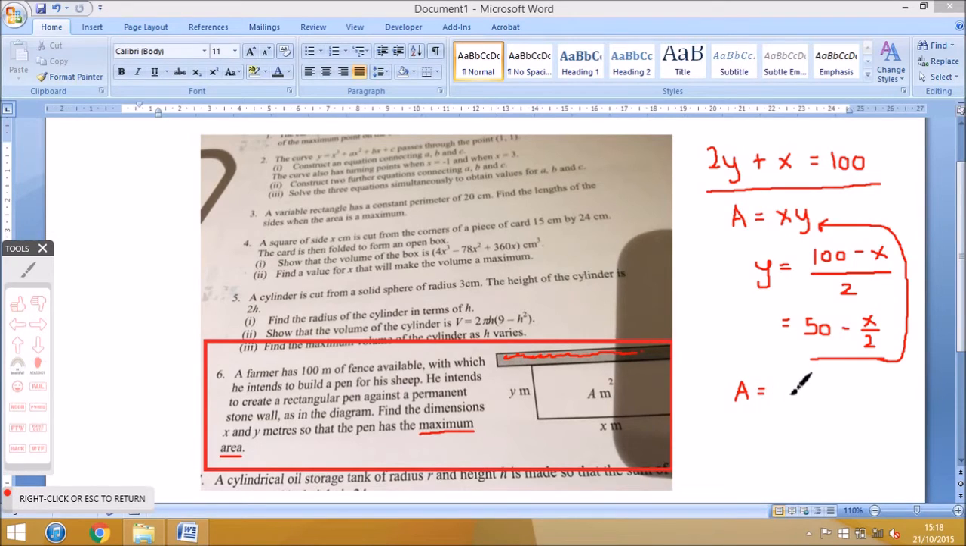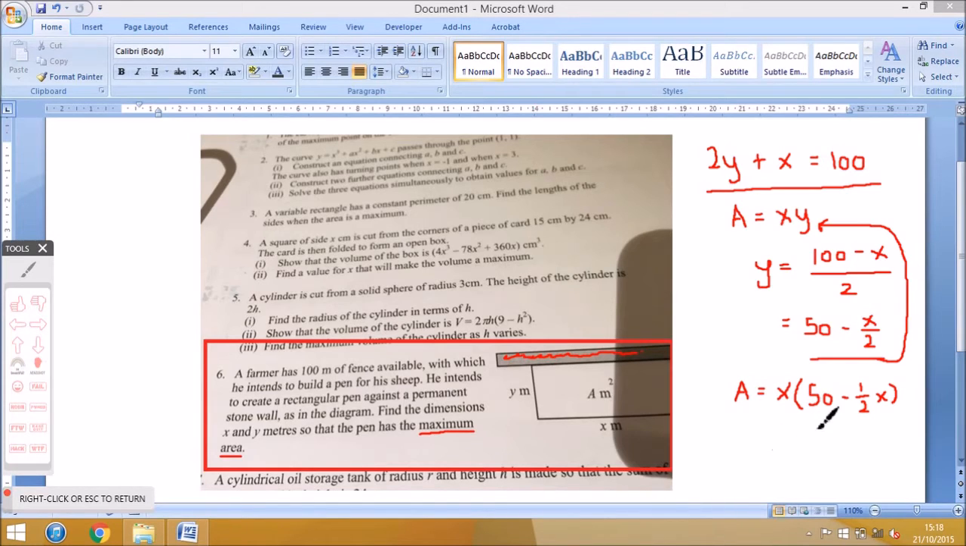So substituting this into the formula for the area, we'll get A is equal to x, that's the first x there, multiplied by y, and y in itself is 50 minus... okay, what I'm going to do is bring this 2 out and put it in the front. So remember, dividing by 2 is the same as multiplying by a half, so you should get half times an x.